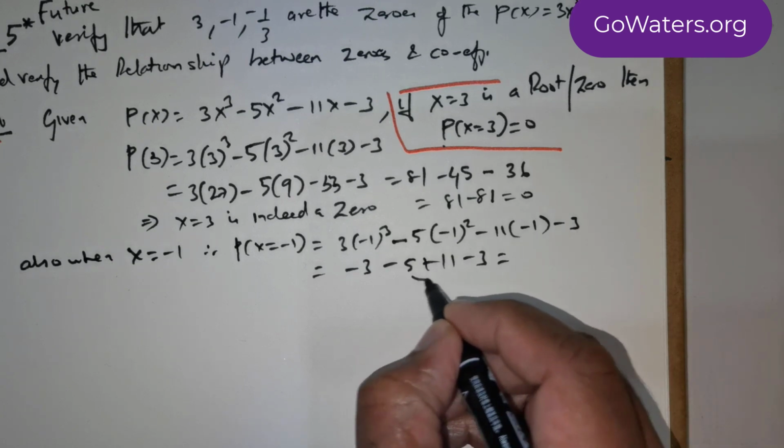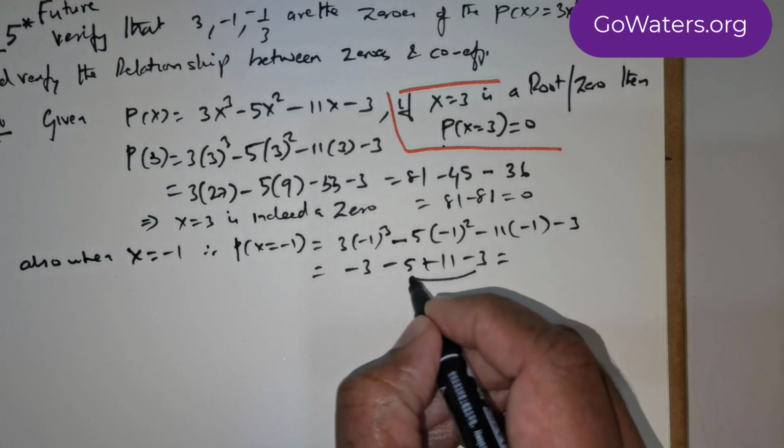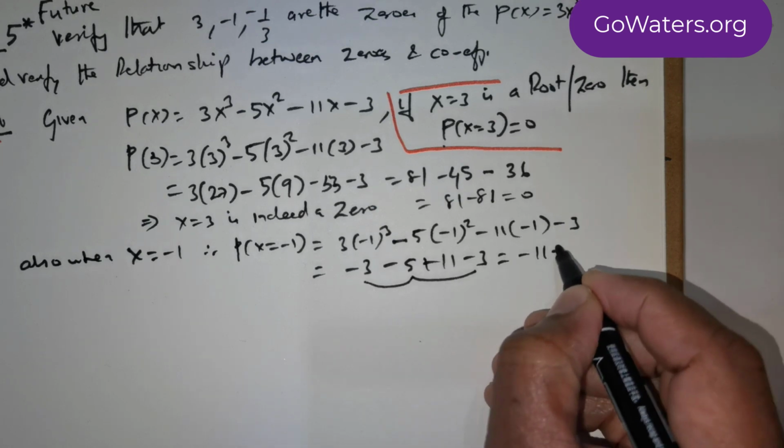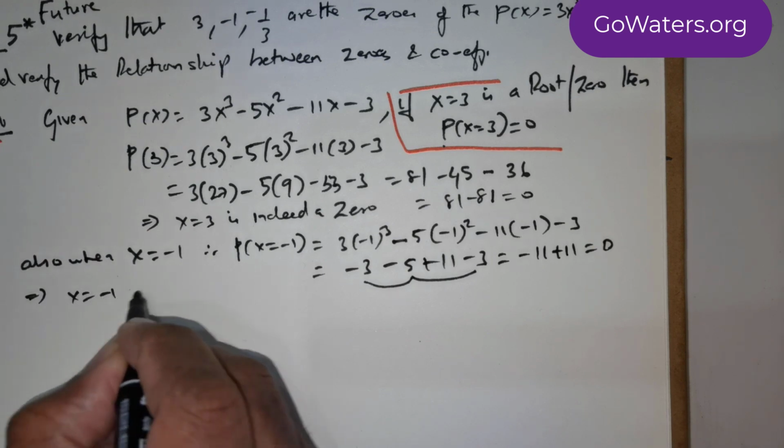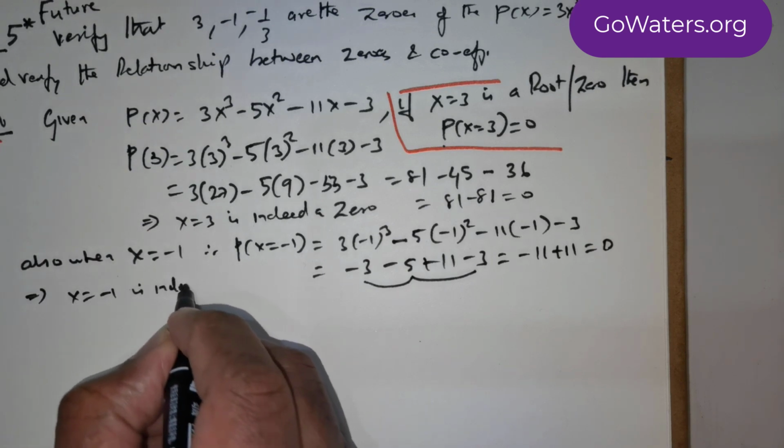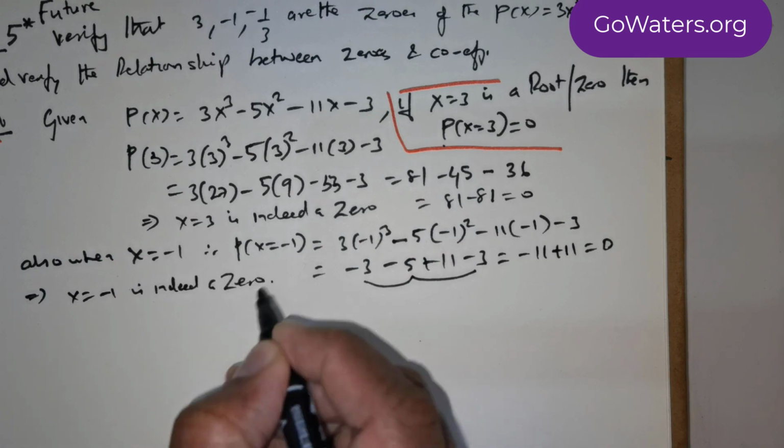So this is going to be 5 added with negative 3 is negative 8, negative 8 added with negative 3 would be negative 11, added with 11 will give you 0. So this means x is equal to negative 1 is indeed a 0.